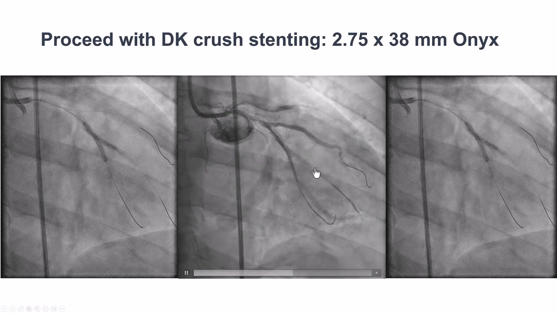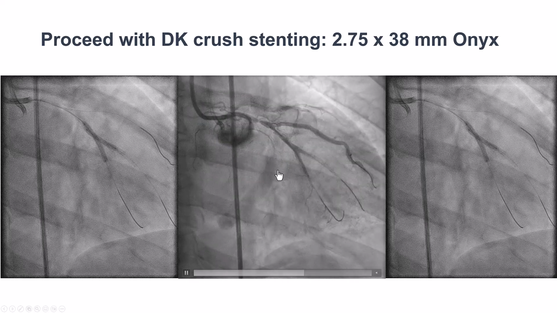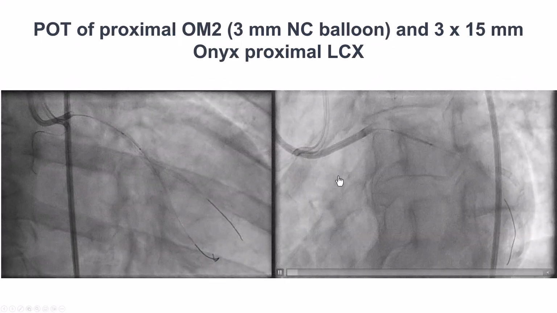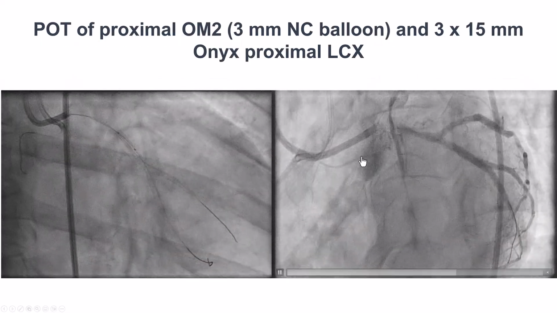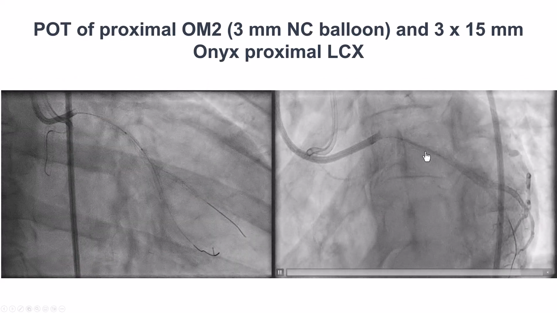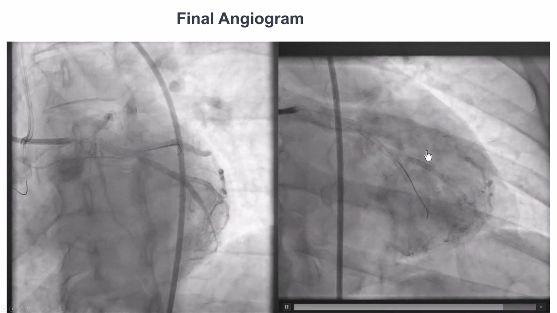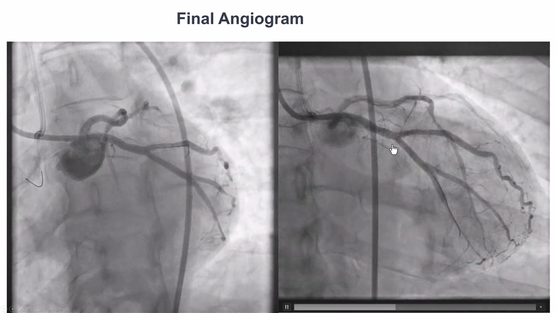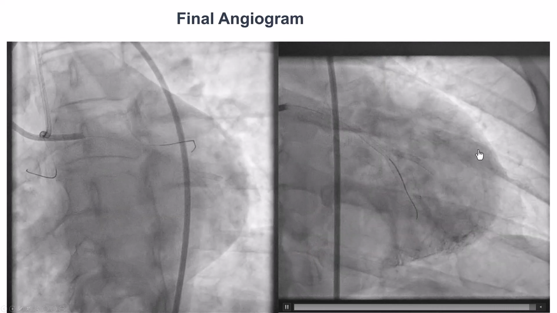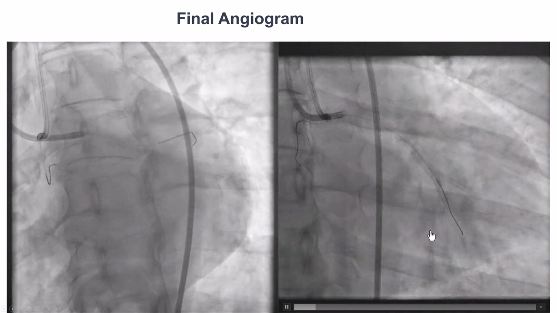We then continued with DK crush. We did the first kissing, then POT, then we placed the second stent, and then we rewired, did the second kissing balloon inflation, and stented the proximal circumflex as well. And this provided a nice result with TIMI 3 flow, both in the first obtuse marginal, but also in both the superior and the inferior branch of the second obtuse marginal.